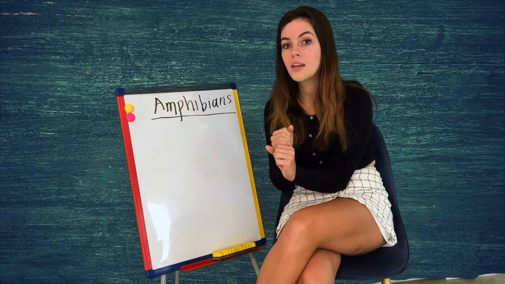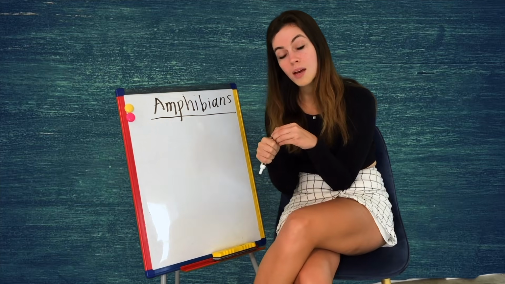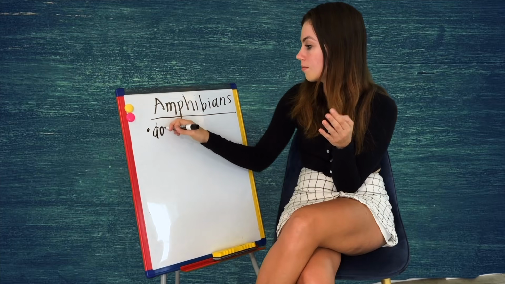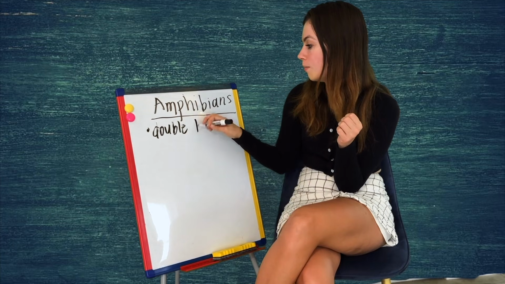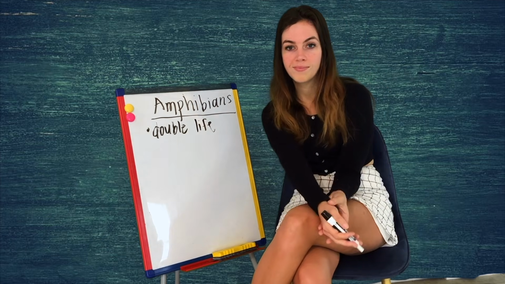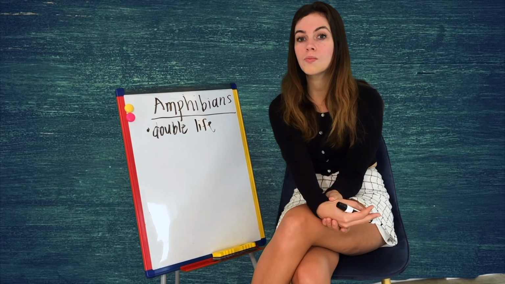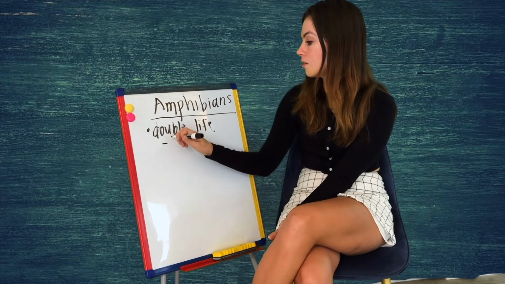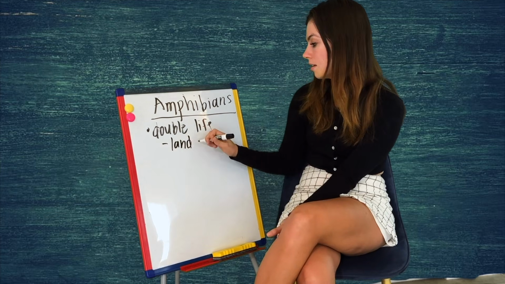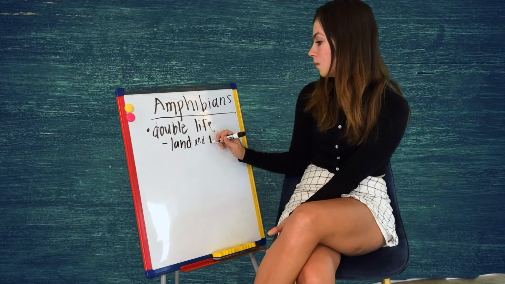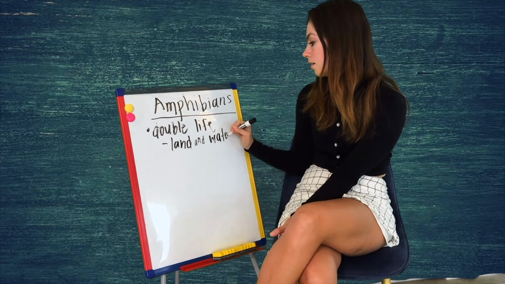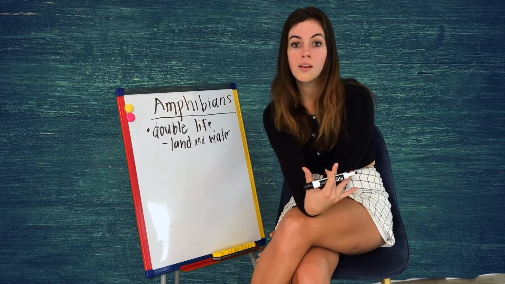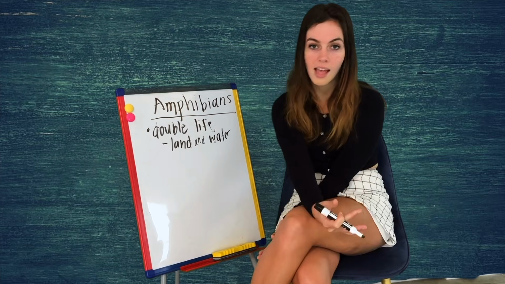Okay, yeah, so amphibians actually comes from 2 Greek words meaning double life. So what do you think they mean by double life? Where do they live? Yeah, so part of their life is in the water and part of their life is on land. So land and water. Okay. So this includes frogs, toads, salamanders.